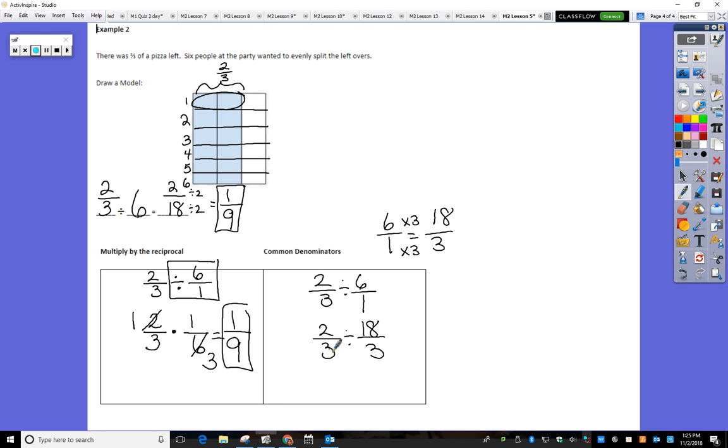When we're dividing with common denominators, the denominators cancel each other out because they give us 1. And then I put my first numerator, 2, over my second numerator, 18, and simplify. Both can be divided by 2, which gets us that 1/9 we were looking for. So you can now choose which method you would like to divide with.